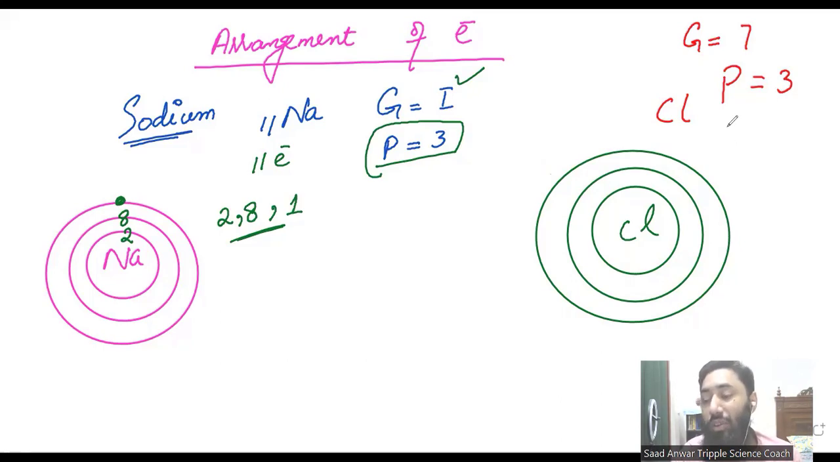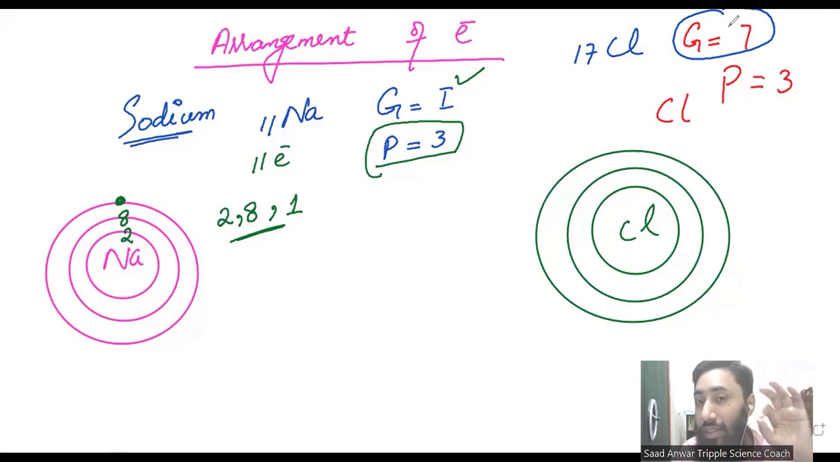Atomic number of chlorine is 17. It means for chlorine, I need to arrange 17 electrons. And group number of chlorine is 7. Remember, group number tells us the number of electrons in the outermost shell. If group number is 7, I need to put 7 electrons in the outermost shell of chlorine. As you can see, I am putting the 7 electrons in the outermost shell.